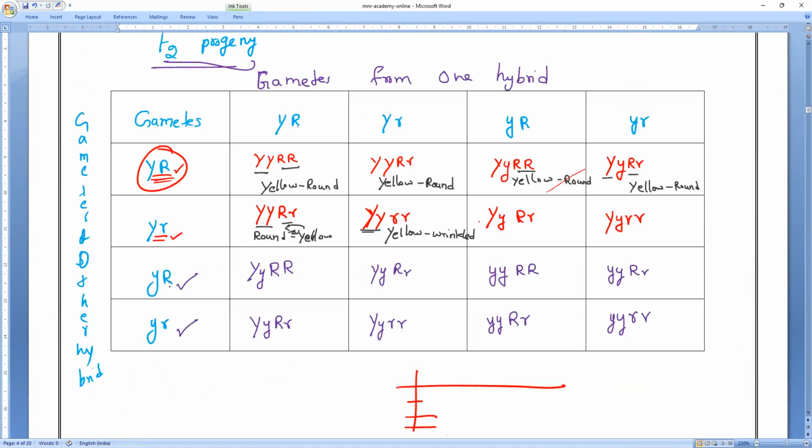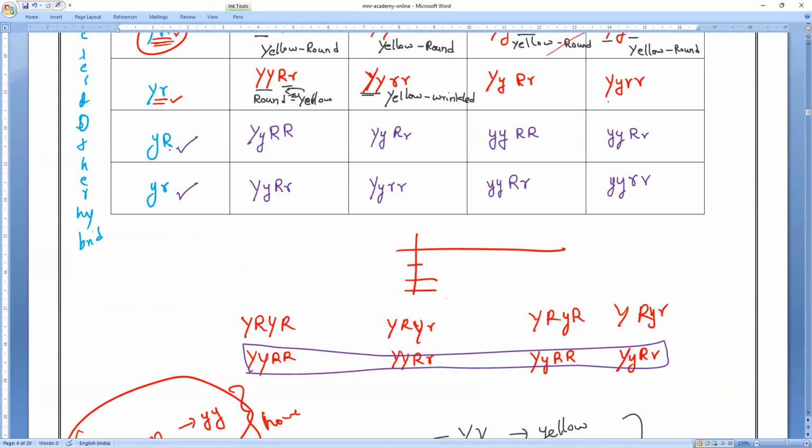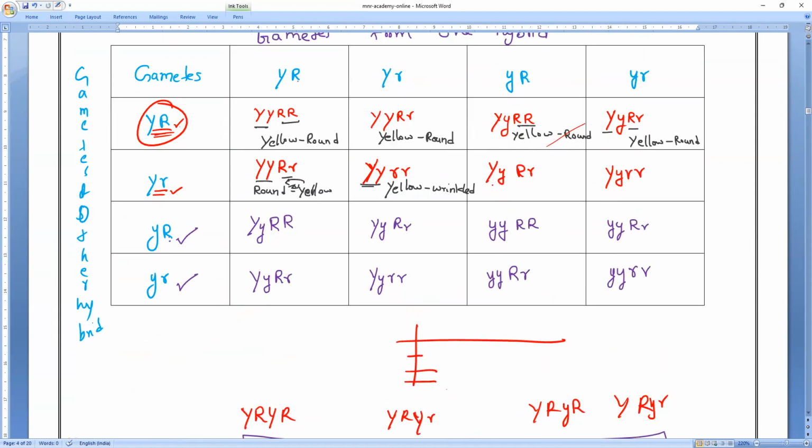Next, at least one capital Y is there. So is it dominant or recessive? Dominant, yellow. And at least one capital R. At least one capital Y, but both are small rr. So here, yellow and wrinkled. Next, at least one capital Y and both capital RR: yellow and round.